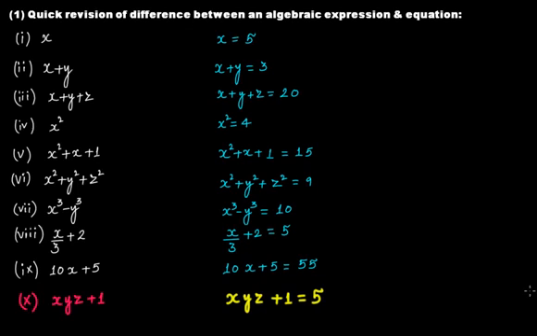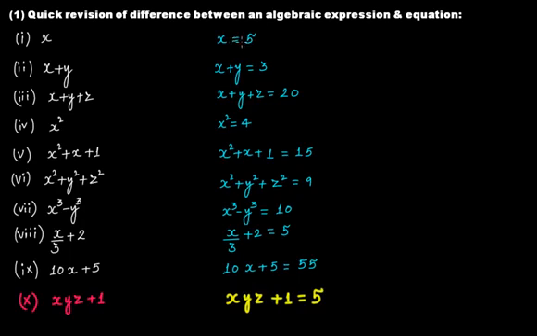What is the linear equation and what is the linear equation in one variable? Now, before talking about the linear equation and the linear equation in one variable, let's quickly revise the difference between an algebraic expression and an algebraic equation. Here we have an algebraic expression that is x, but here we have an algebraic equation that is x is equal to 5.